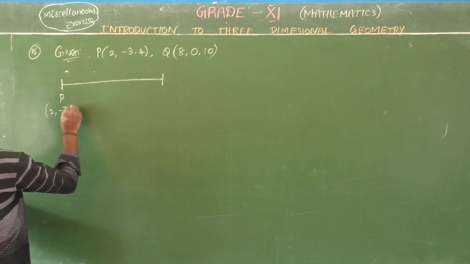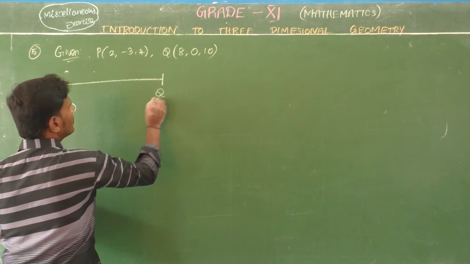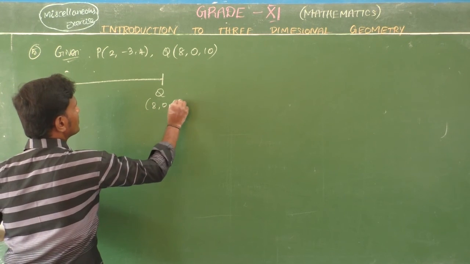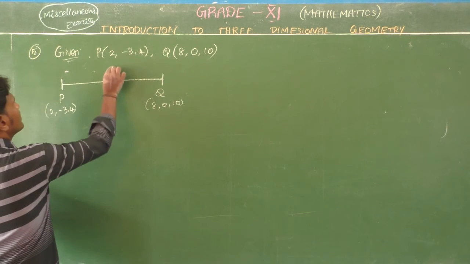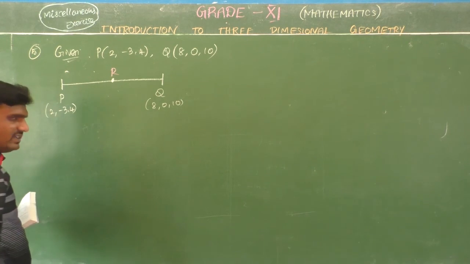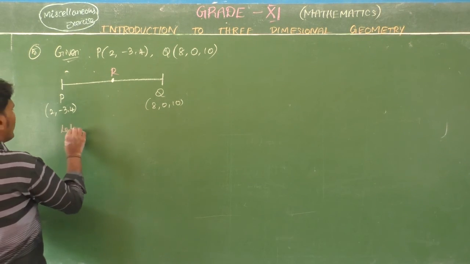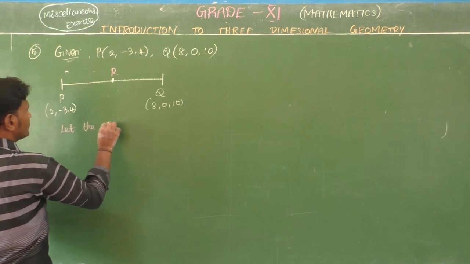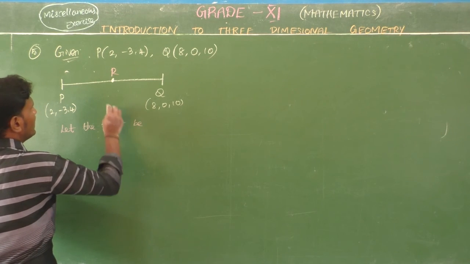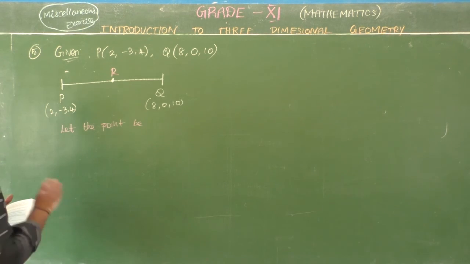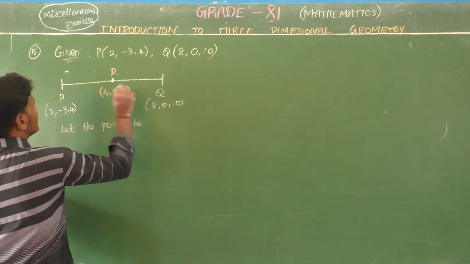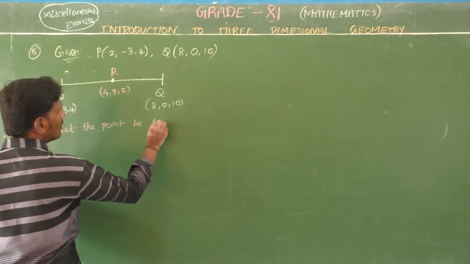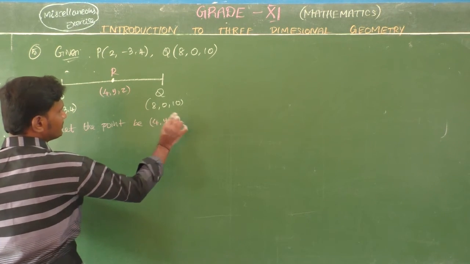P is (2, 3, 4) and Q is (8, 0, 10). Now the point R, which divides the line segment. Let the point be (4, y, z), since it is given that 4 is the x coordinate.